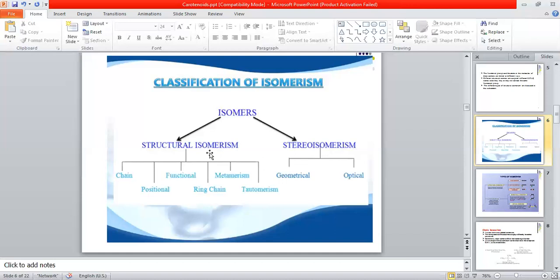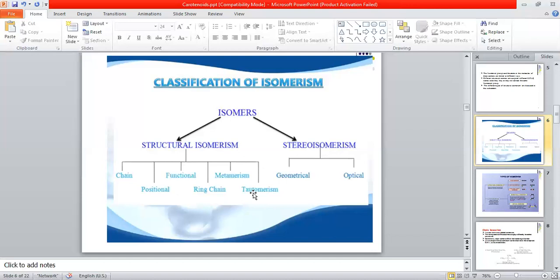So what is structural isomerism? As I told you, structural isomerism means the molecular formula is the same, but there is a difference in the arrangement of atoms. So structural isomerism is subdivided into these types. You can see here: chain isomerism, positional isomerism, functional isomerism, ring chain isomerism, metamerism, and tautomerism.